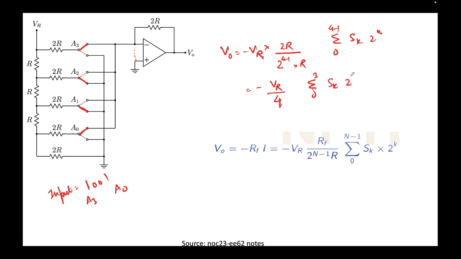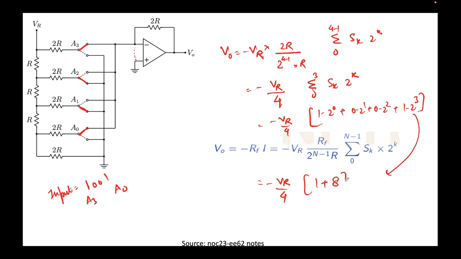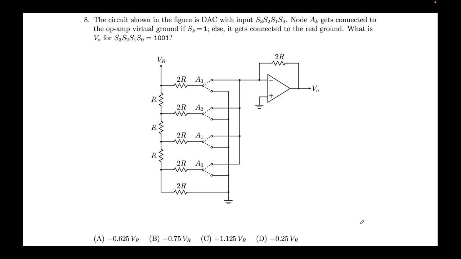Sigma 0 to 3 S_K 2^K. So I'll simplify it further. So we know that only S0 and S3, they are 1. So it will be 1 times 2 raised to the power 0, 0 times 2 raised to the power 1, 0 times 2 raised to the power 2, and 1 times 2 raised to the power 3. So if I solve it here, VR by 4, 1 plus 8. So minus VR into 9 by 4. Okay. Minus VR into 9 by 4. So 9 by 4 is, just a second, it says 1001. A_K gets connected to virtual ground if S_K equal to 1. Yeah, so I did that correctly.